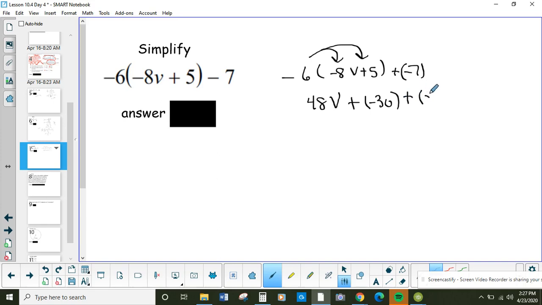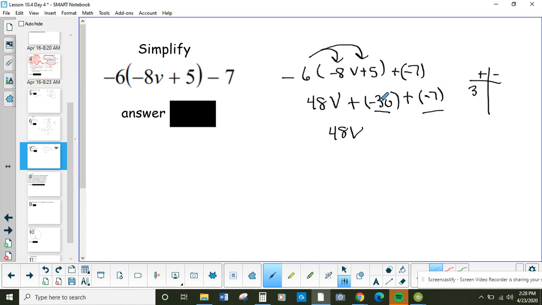And don't forget that negative 7 over there. It's a negative. So I'm going to combine like terms. I add constants to constants. I don't add constants to v's. That's part of the v family. So these guys are on opposite teams.